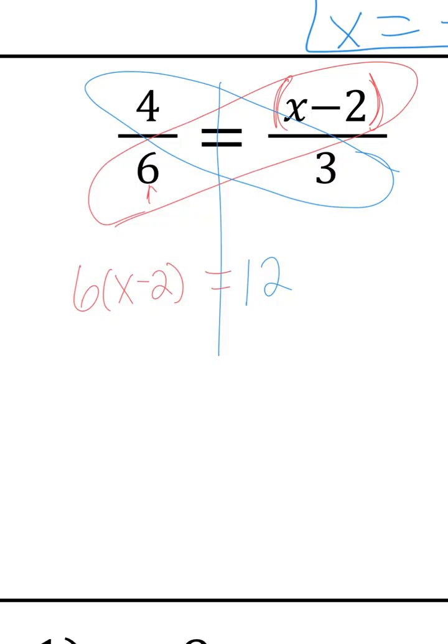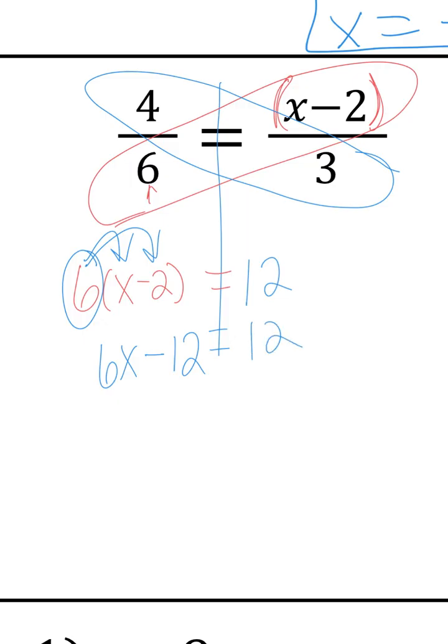Okay, so when I do Washington, D.C., the first thing you hear is D, right? What does D stand for? Distribute. So what is it here that I need to distribute? The 6. The 6 jumps the fence to the x and gives you 6x. Then the 6 jumps the fence to the negative 2, and you get negative 12. And that's going to equal 12.